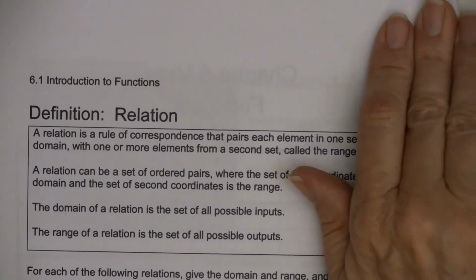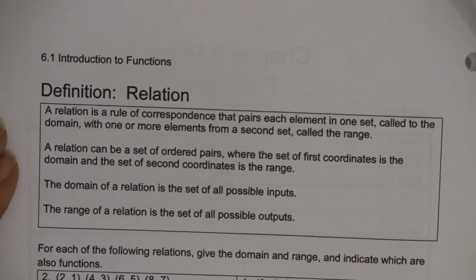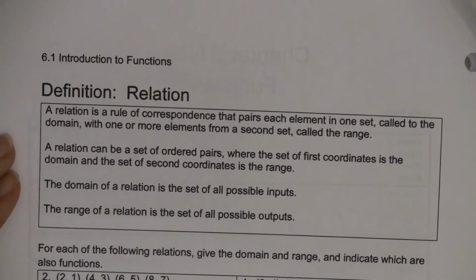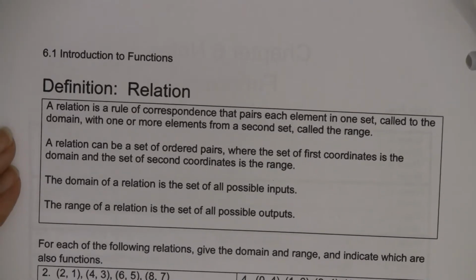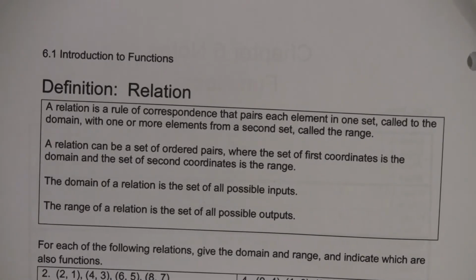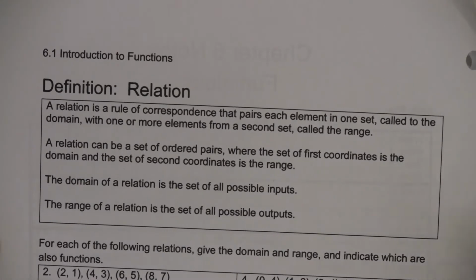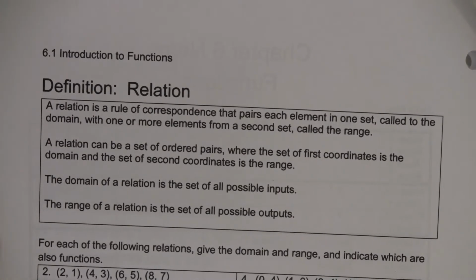And they tell us a definition, the definition of a relation. They say a relation is a correspondence that pairs each element in one set called the domain with one or more elements in a second set called the range. A relation is a set of ordered pairs where the set of first coordinates is the domain and the set of second coordinates is the range. We've seen ordered pairs before, and we didn't have any fancy names for them, but now they're giving some fancy names that go with a set of ordered pairs.